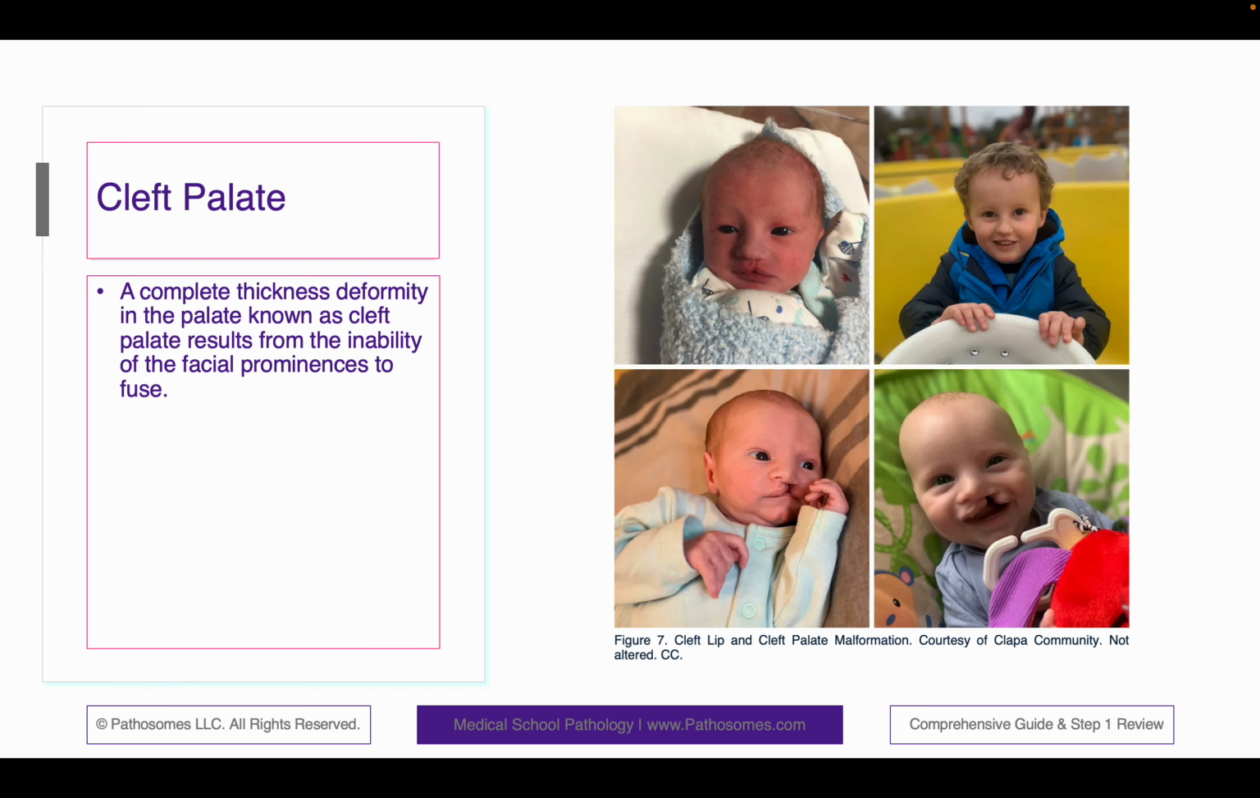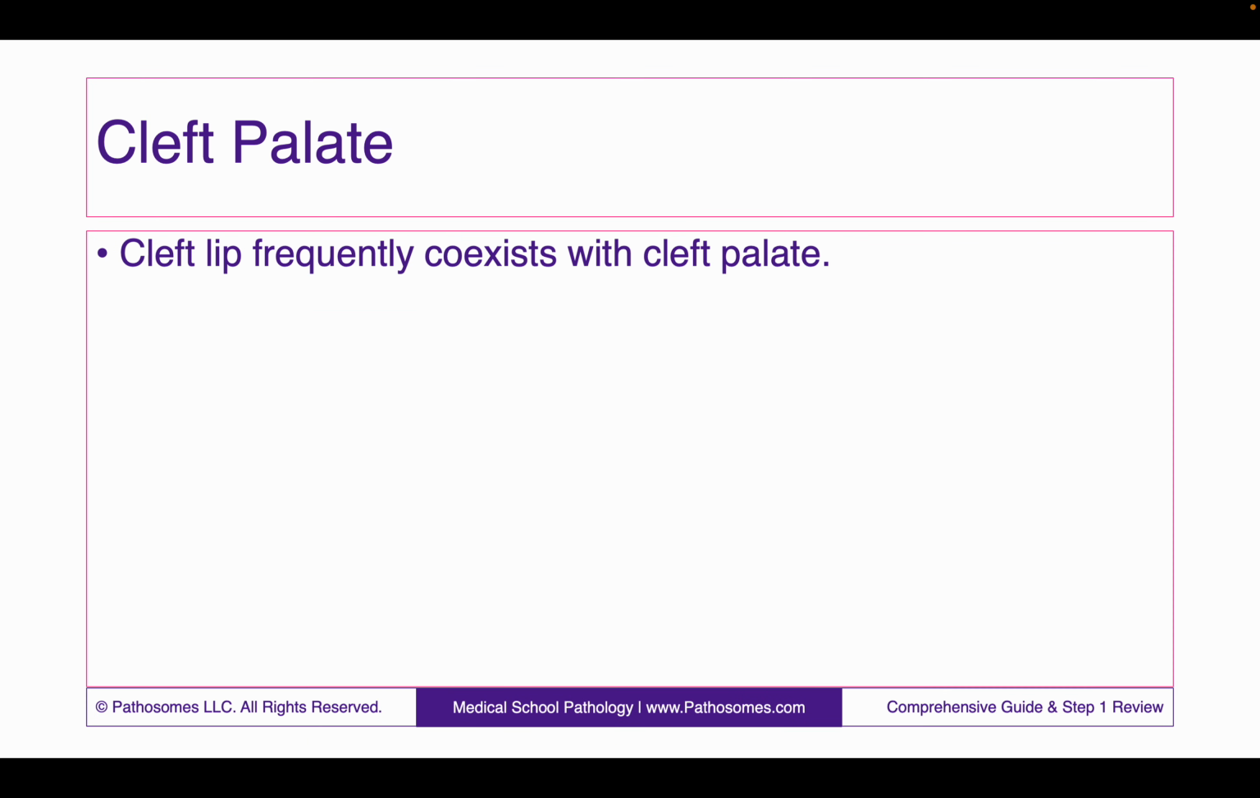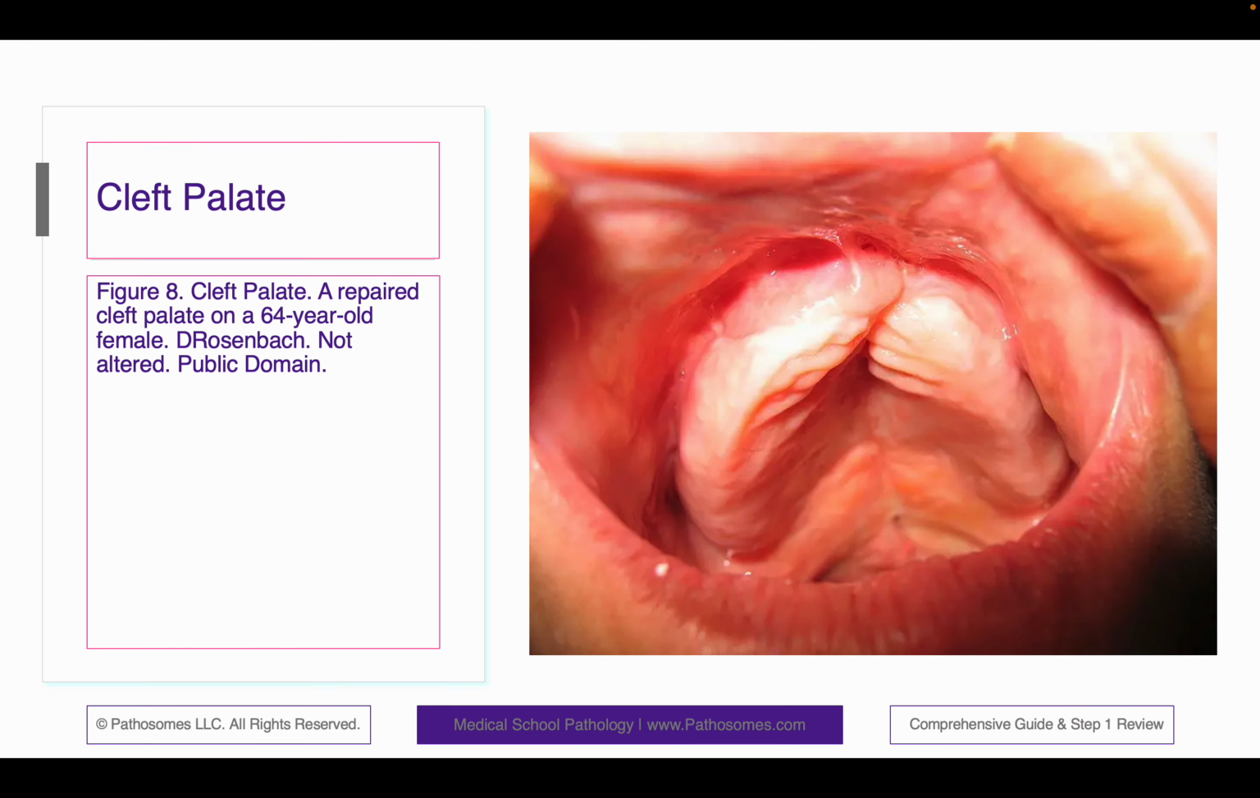So what's a cleft palate? Well, a cleft palate is a complete thickness deformity in the palate that results from the inability of the facial prominences to fuse. Cleft lip frequently coexists with the cleft palate. Therefore, cleft palate frequently coexists with the cleft lip. A single cleft palate is less frequent. And here we have imaging from a 64-year-old patient that had a repaired cleft palate.